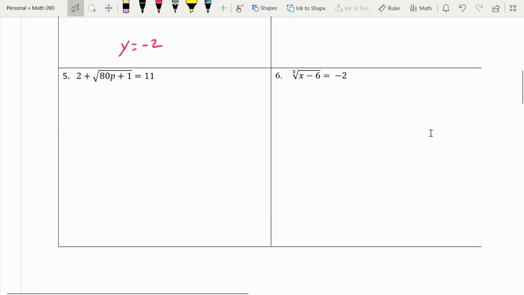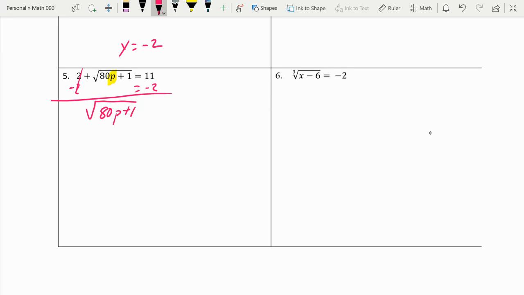Number 5. We're still solving. You'll notice the thing we're solving for, that p, is underneath the radical. It's underneath the square root symbol. So the first thing we have to do is get rid of that 2. Subtract 2 from both sides. So that goes away. I'm left with the square root of 80p plus 1 is equal to 9.